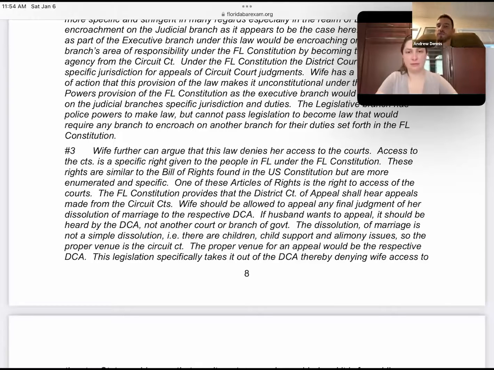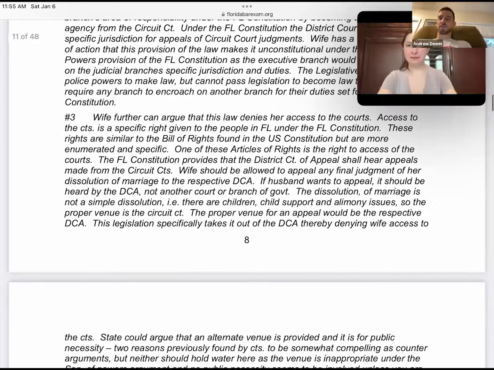The Florida Constitution provides that the District Court of Appeals shall hear appeals made from the circuit courts. Wife should be allowed to appeal any final judgment of her dissolution of marriage to the respective DCA. If the husband wants to appeal, it should be heard by the DCA, not another branch of government. The dissolution of marriage is not a simple dissolution. There are children, child support, and alimony. So the proper venue is a circuit court. The proper venue for an appeal would be the respective DCA.